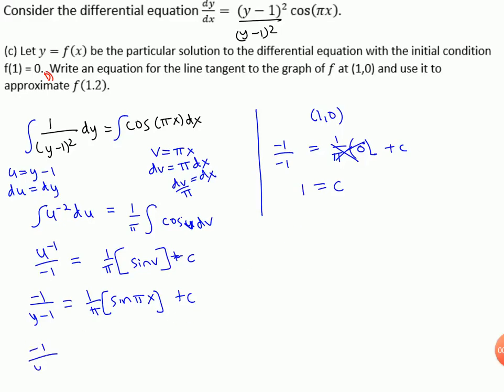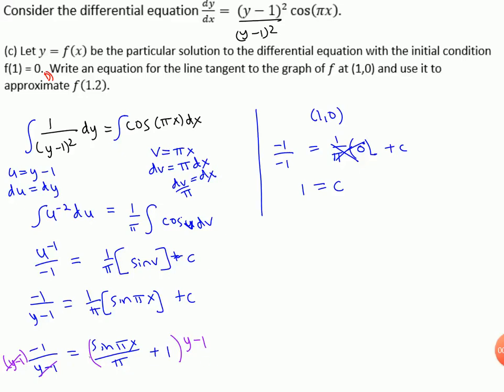So we end up with negative 1 over y minus 1 equals, maybe an easier way to write this, sine of pi x over pi, and then that's plus 1. All right, so if we want to try to get y by itself, maybe we can try to multiply y minus 1 to both sides, right? Get rid of that. But then that means I need to take this whole side and multiply it by y minus 1 as well. And remember, your goal is to isolate the y. So now we're going to work on getting this guy by itself.